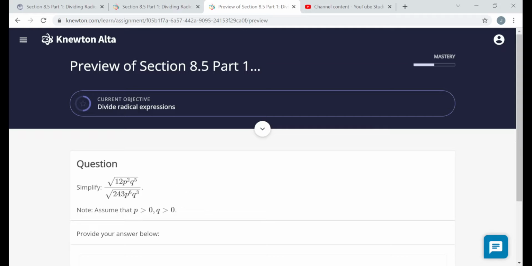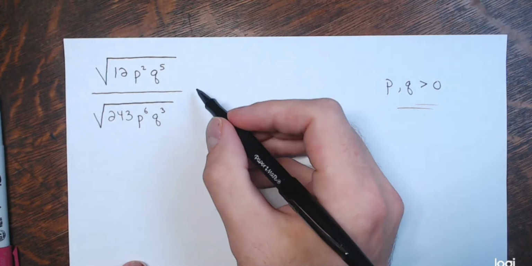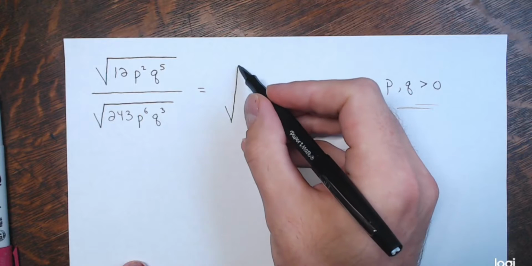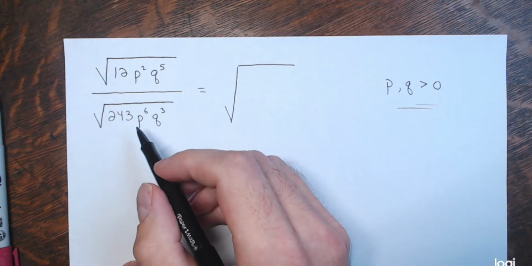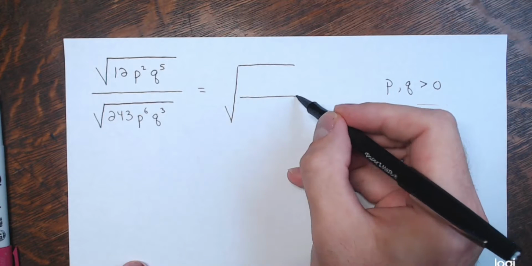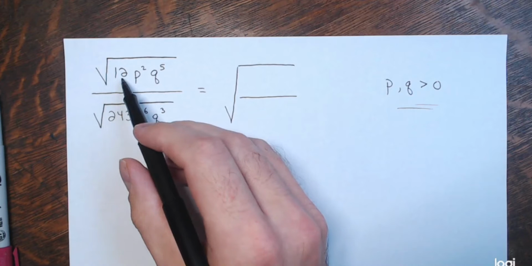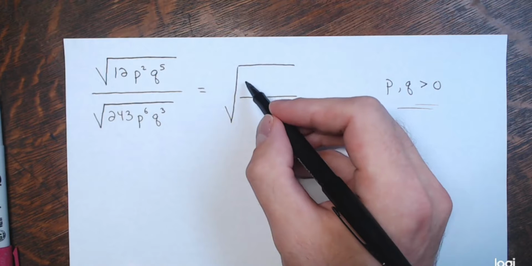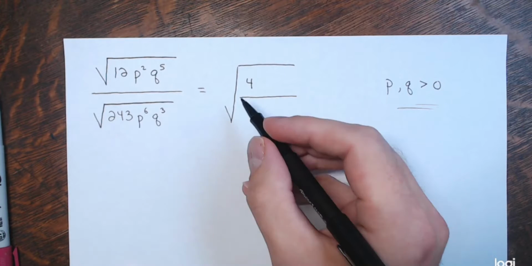Okay, so let's write this out and do it on some paper. Alright. So we're going to make this the square root of the fraction with these two radicands. I'll just do the cancellation right now. Now 12 and 243 have a common factor of 3. Divide both of these by 3. 12 divided by 3 is 4. You'd have 4 left over. 243 divided by 3 is 81.